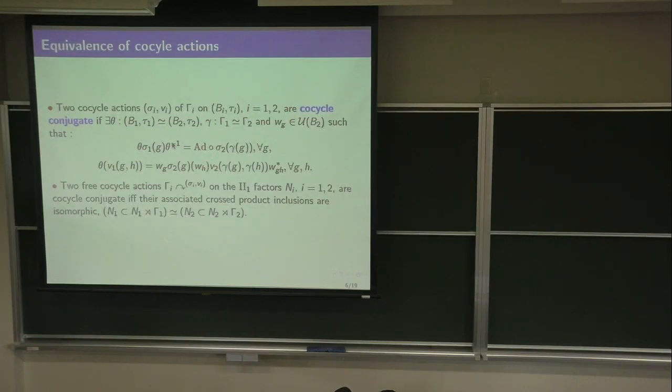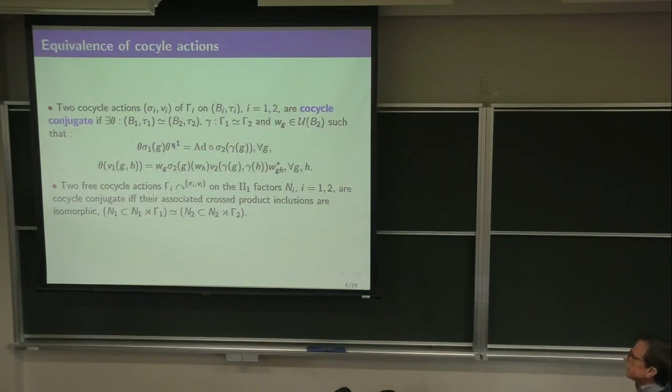So, these two axioms. There exists an isomorphism of the ground spaces that intertwines the action modulo some inner perturbation of one of them, and with the cocycles going from one to another in this way. And this is the point I wanted to make.